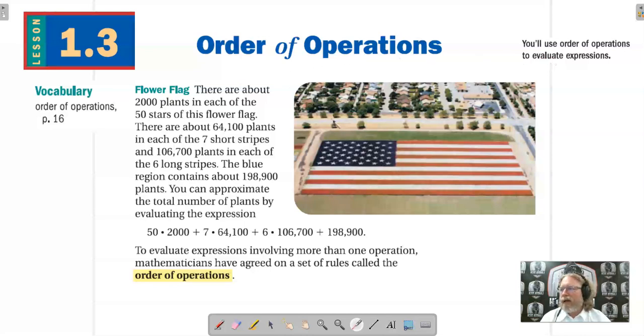So here we have this massive flag. And before I go on, let's look at the vocabulary, kind of jumping ahead of myself. Only one vocabulary term here, and that is order of operations. So the example here, the little story they give us, is this big giant flag. That's a pretty big flag. I mean, you can tell in relationship to the size of the houses and the intersection. That's one giant flag, and it's made out of flowers. So it's a flower flag.